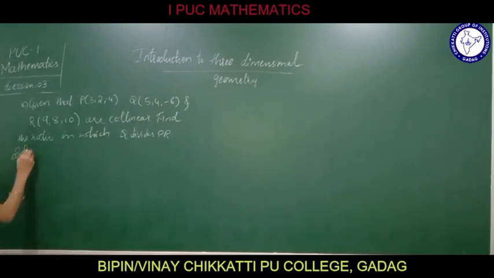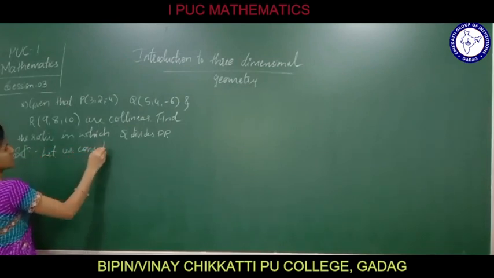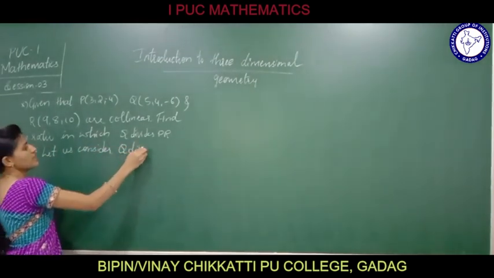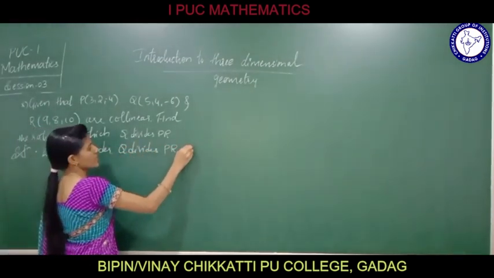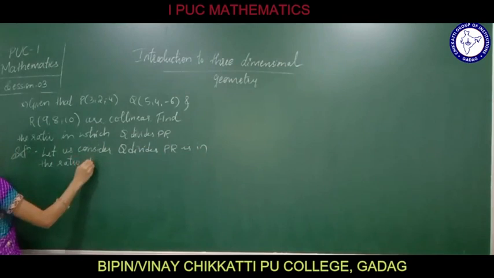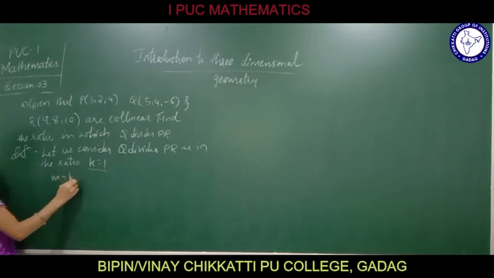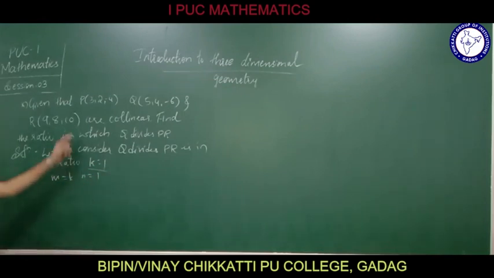Solution. Let us consider Q divides PR in the ratio k is to 1. Then what we get here? We get m is equal to k and n is equal to 1. The points P and R become x1, y1, z1 and x2, y2, z2.